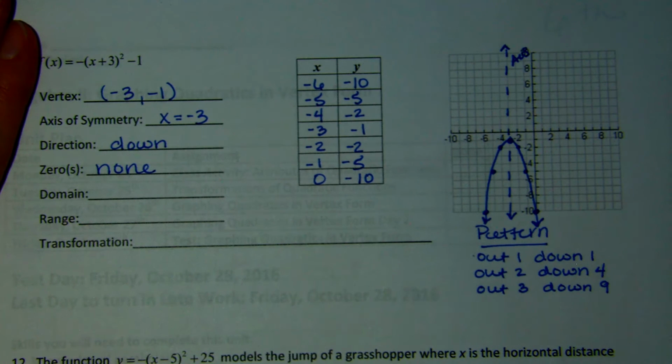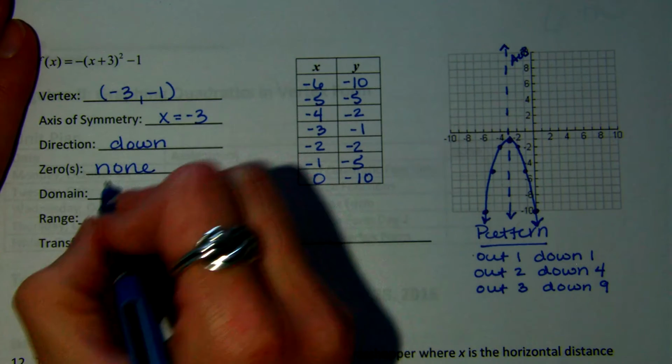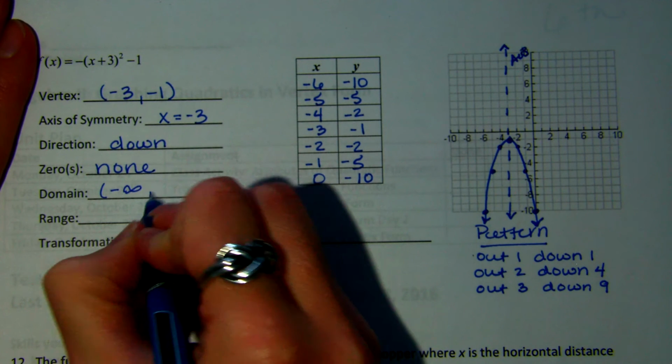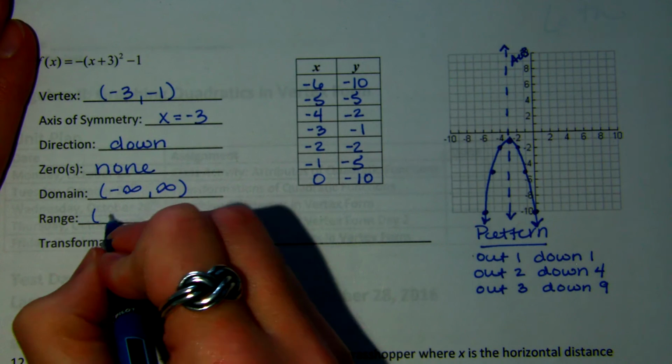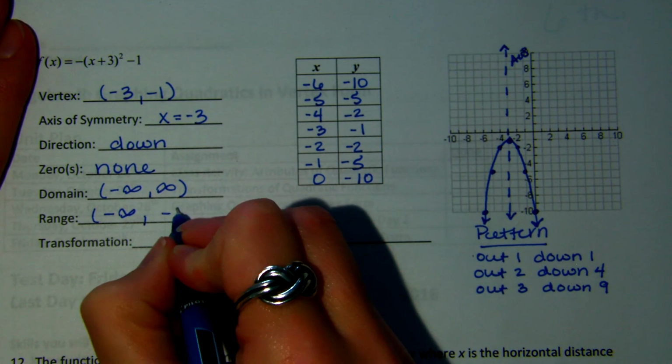You can also put non-applicable. You can say there aren't any. You can say it doesn't touch the x-axis. Just make sure you write something there that indicates to me that you know what's going on. The domain of this parabola is -∞ to infinity. The range is -∞ to -1.